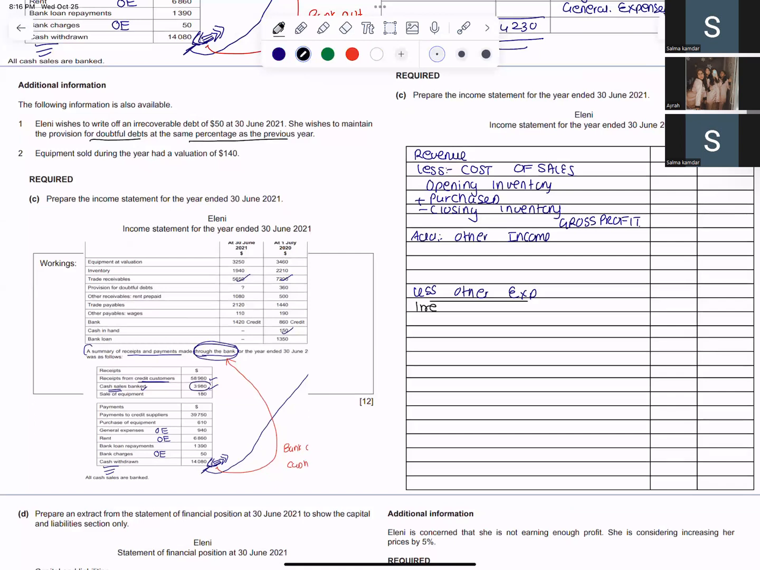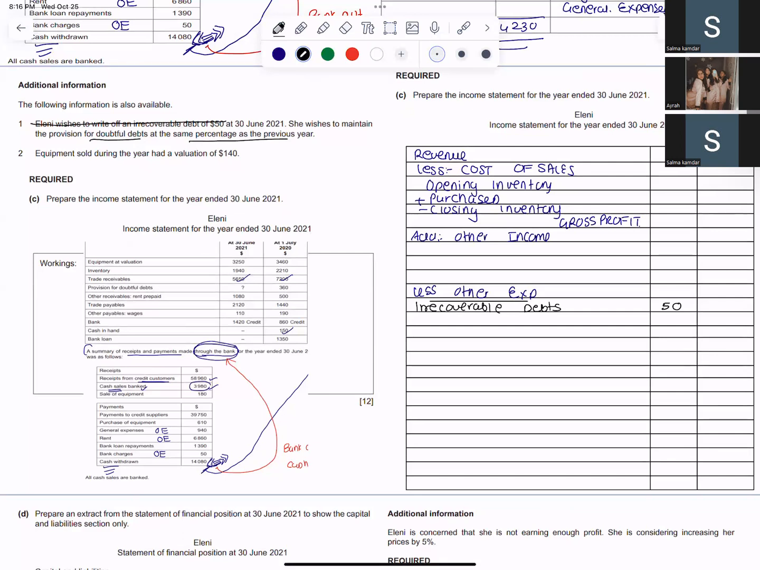So should I write it? So irrecoverable debts is another expense of how much? 50. So this is done.